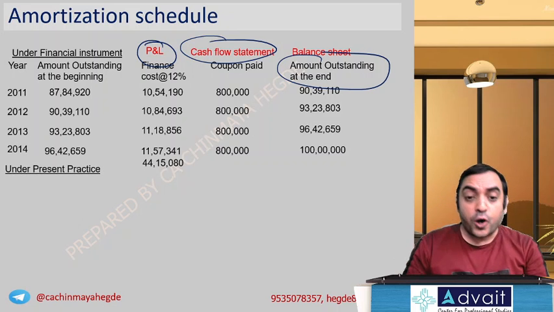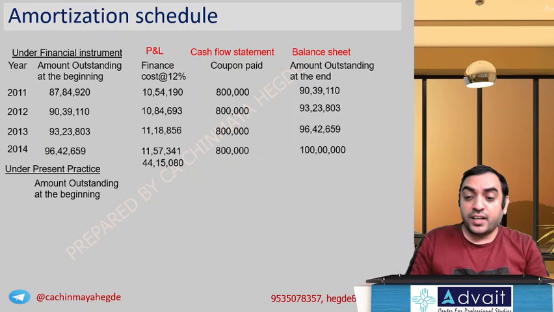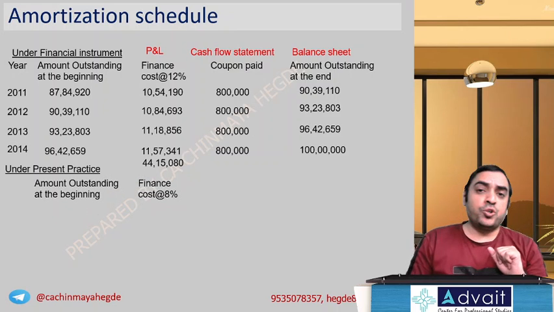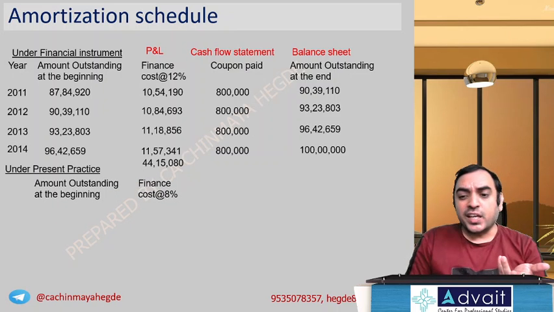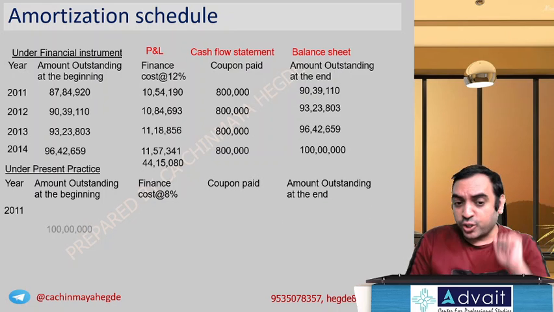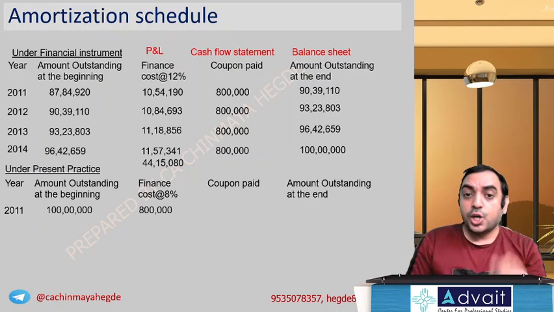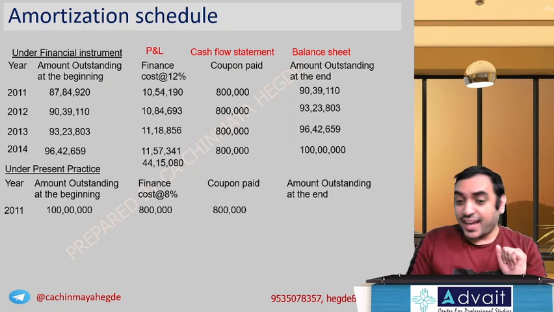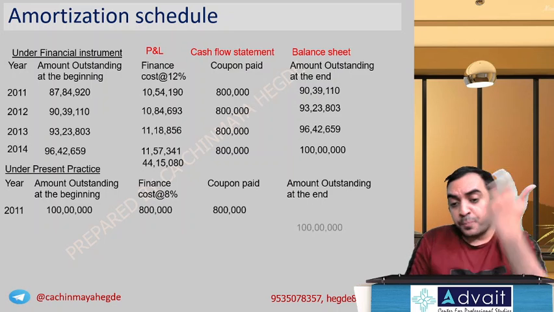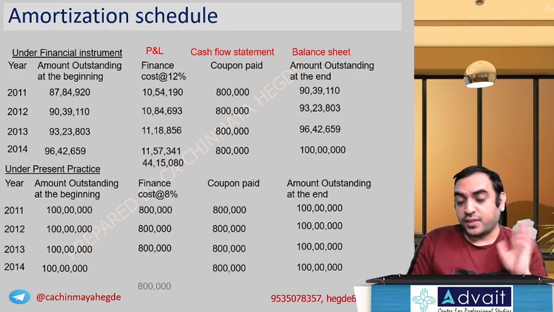Now, if you don't follow this under present practice, what would you have done? How much debt amount would you have recognized? The equity conversion option you would not have worried about at all. You will recognize that entire amount at 1 crore. Finance cost, how much do you recognize? 8 lakhs. How much payment do you make? 8 lakhs. So closing balance, how much will come? 1 crore. That's the same in the second year also, third year also, fourth year also, fifth, last year also.